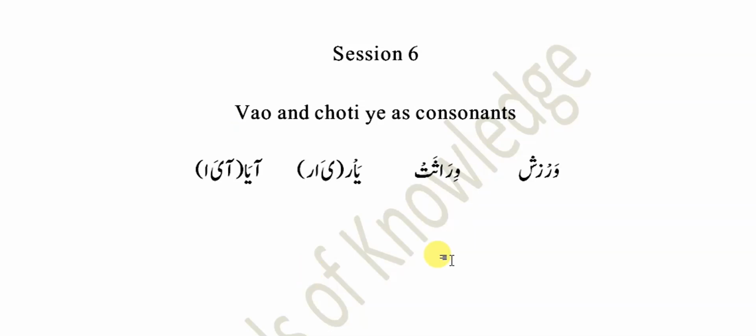So here are some words with some diacritical marks you can see. The first one has waw, ray, zay, and sheen. Waw has a diacritical mark over it, called the zabar sign. Then ray has a jazm sign over it, also called a sukoon sign. Zay has a diacritical mark under it, and sheen has the same diacritical mark, a jazm sign. And this whole word is called warzish.